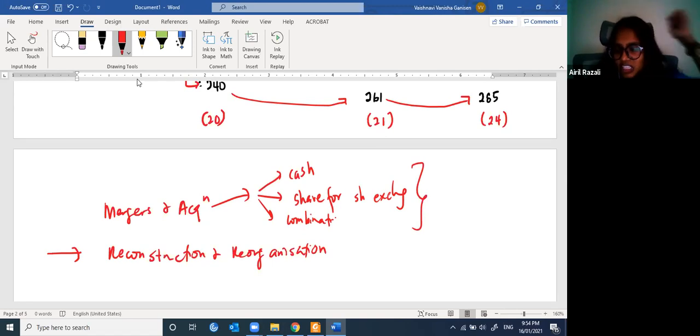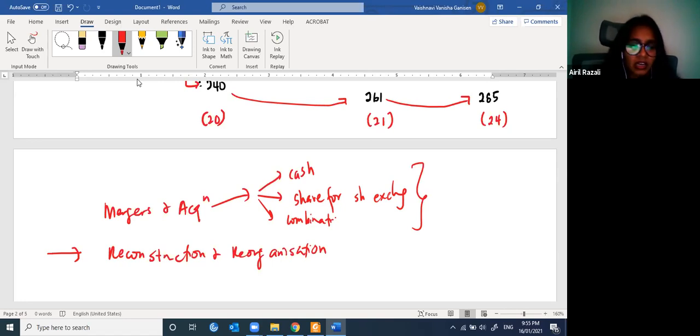For the share for share exchange, usually I don't have a method, but when I do the question with my students, I will explain to them what is the logic of doing that. So in the hopes that when I explain the logic, the next question that they do, they have a direction on how to do it. But other than that, I don't really have a method.